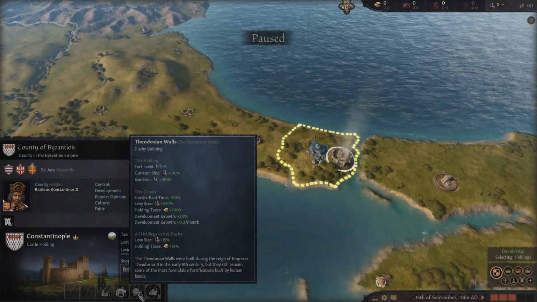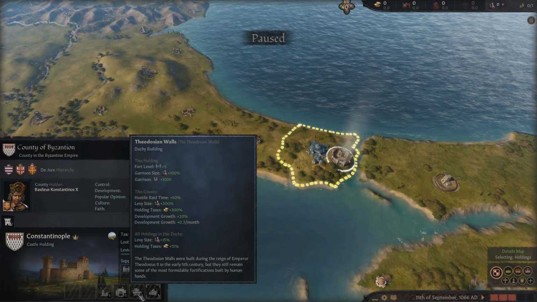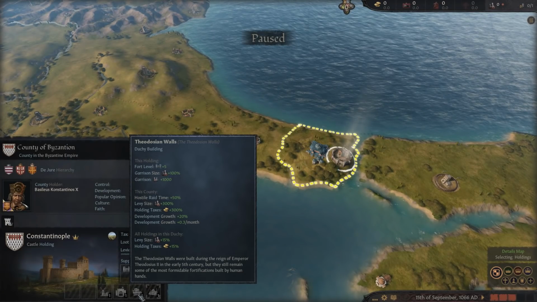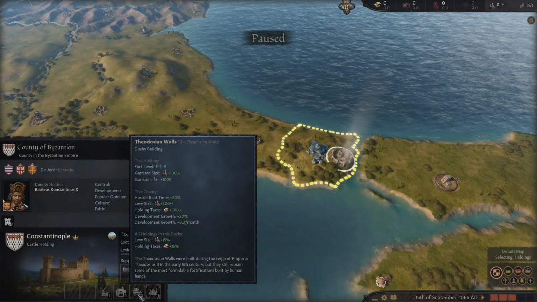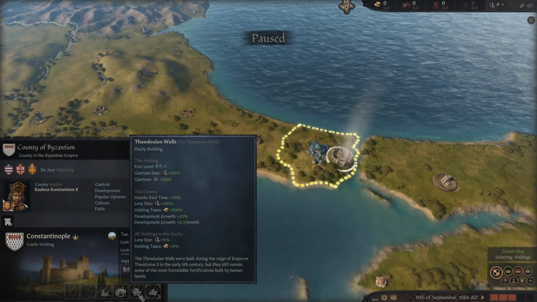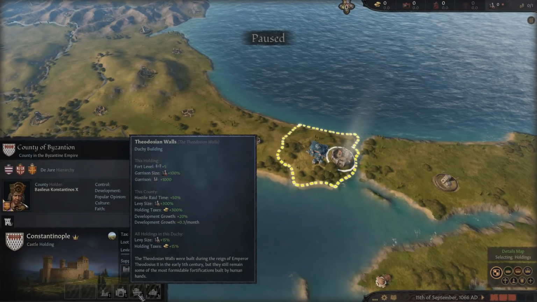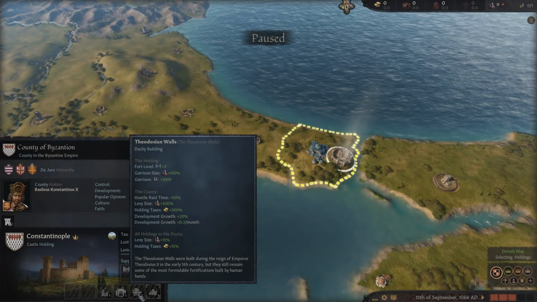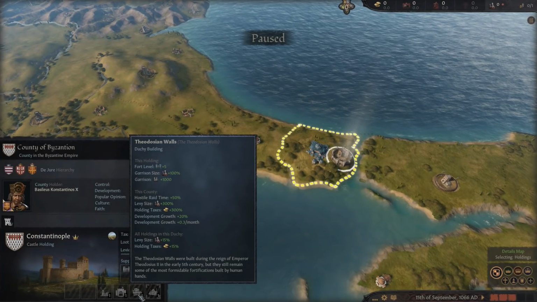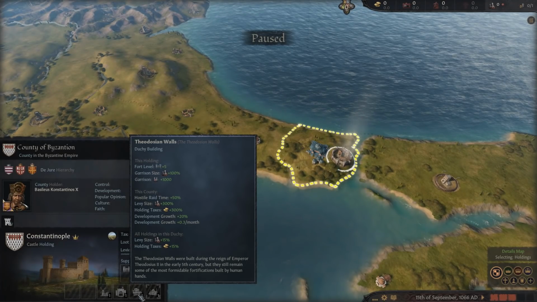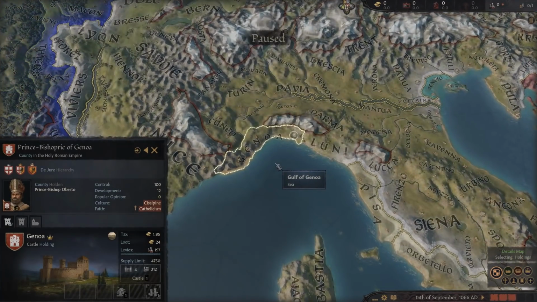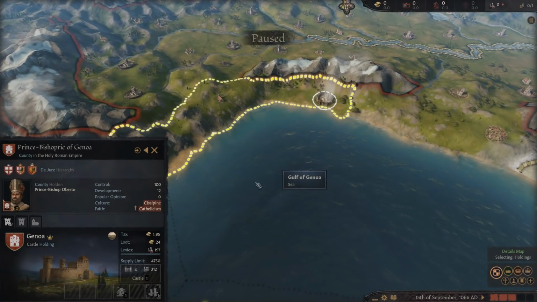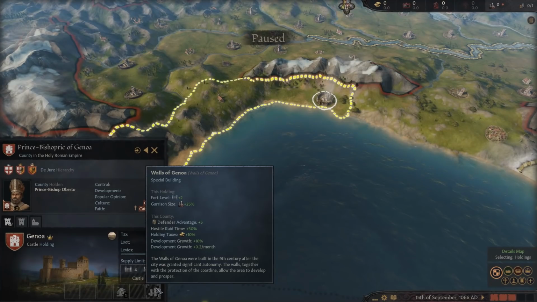This is a money maker, and this shows how difficult it is to take Constantinople. Look at that fort, look at the garrison, as well as the levy size that this gives you. This is the power seed. If you take Constantinople, and there's another building to talk about in a minute, well, then you crack a lot in this game. Heading back to northern Italy in Genoa, we have the Walls of Genoa.